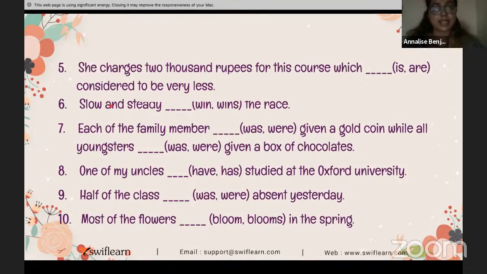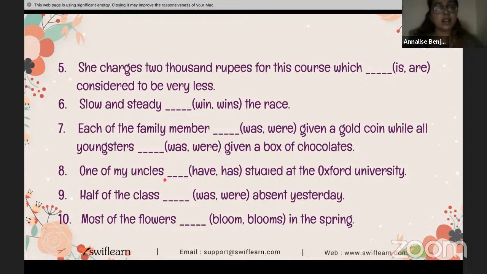Very good. Next. Slow and steady dash the race. This we've heard so many times. What would the answer be? Slow and steady wins the race. Very good. The next one. Each of the family member dash given a gold coin. So what will the answer be? Each of the family member was given a gold coin while all the youngsters dash given a box of chocolates. All the youngsters were given a box of chocolates.